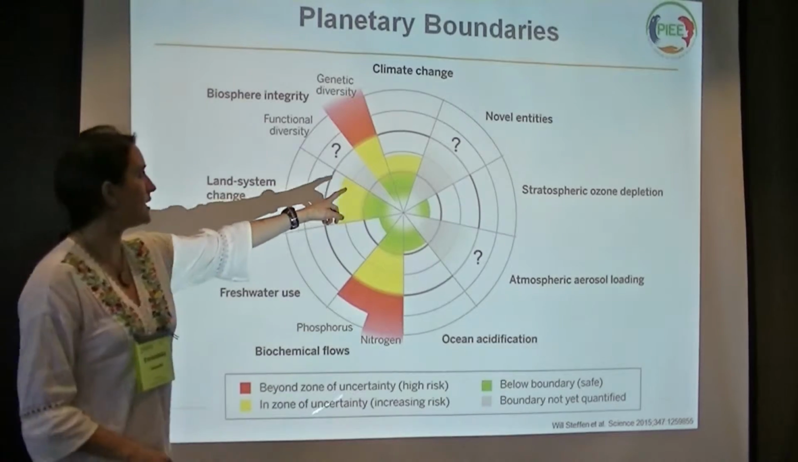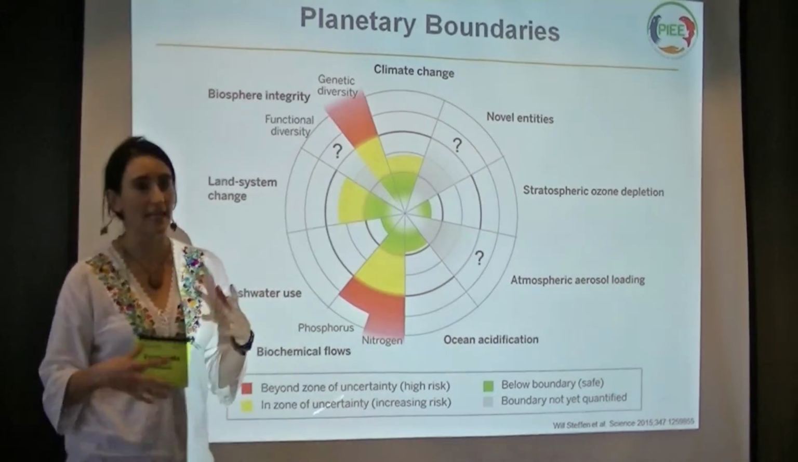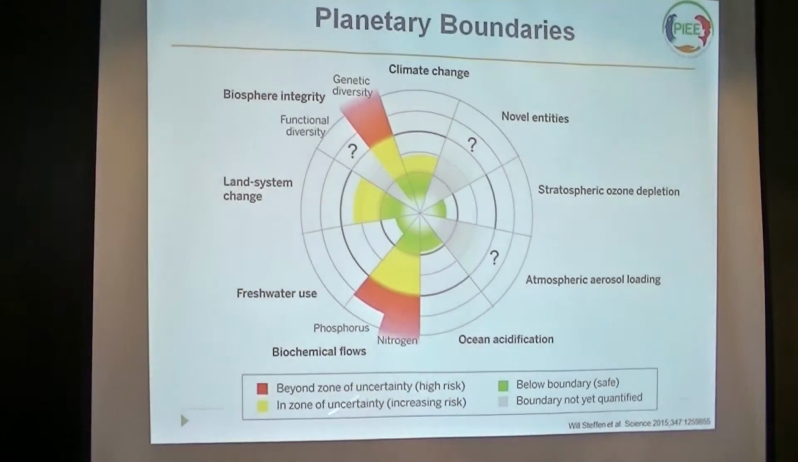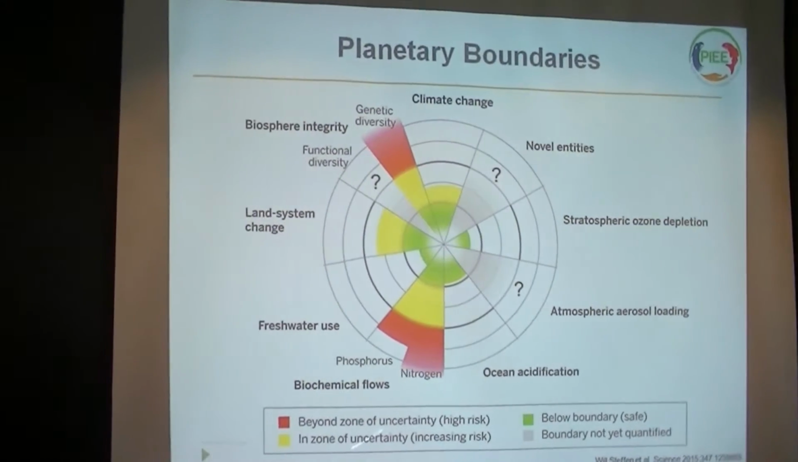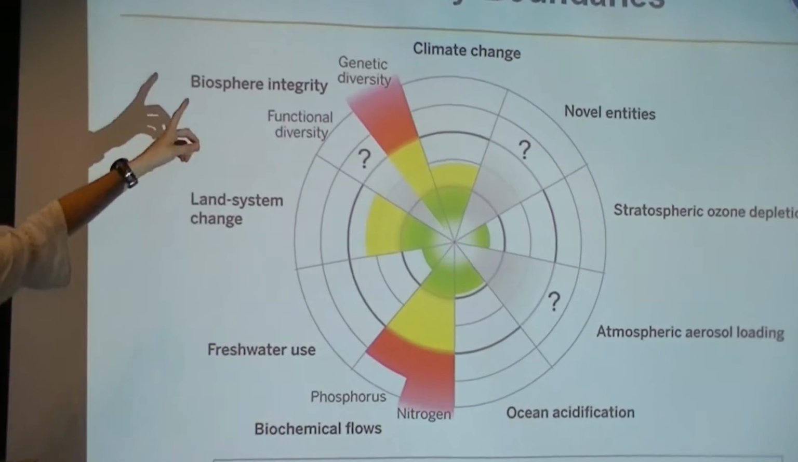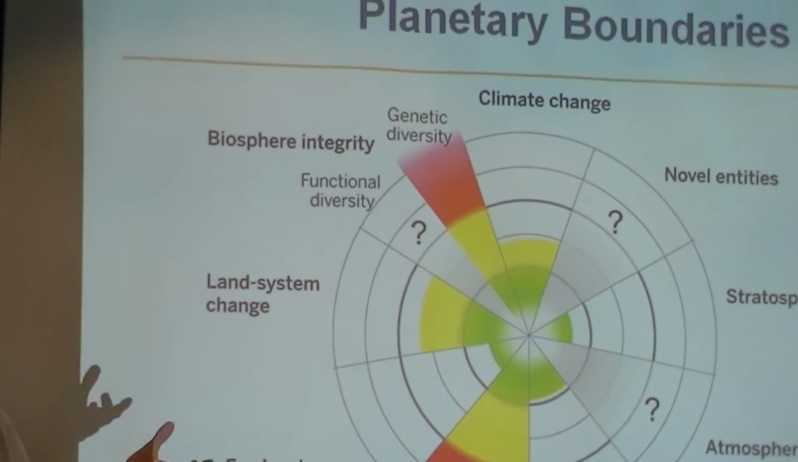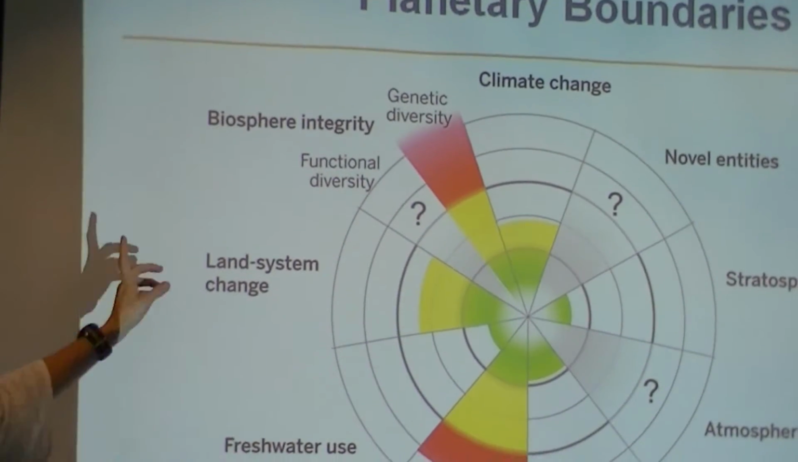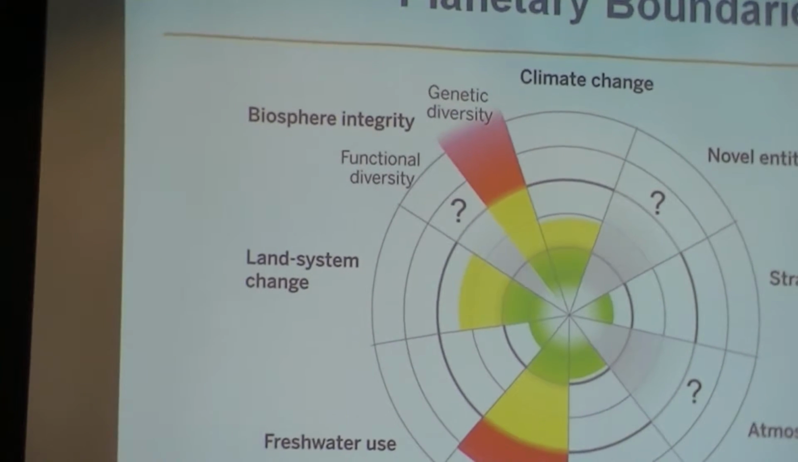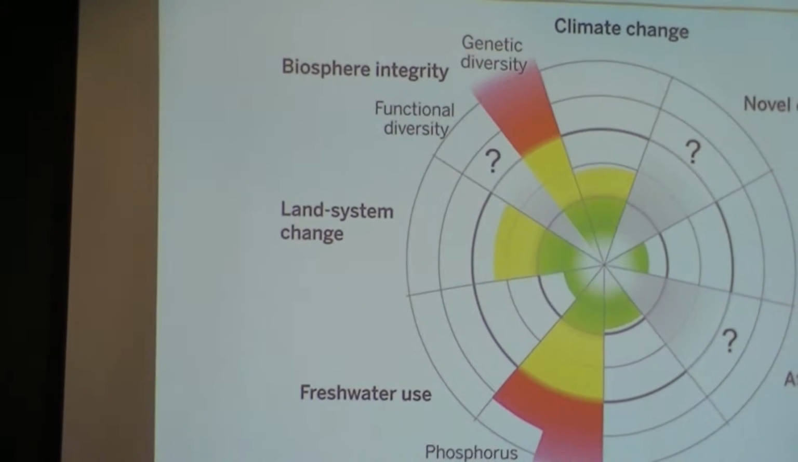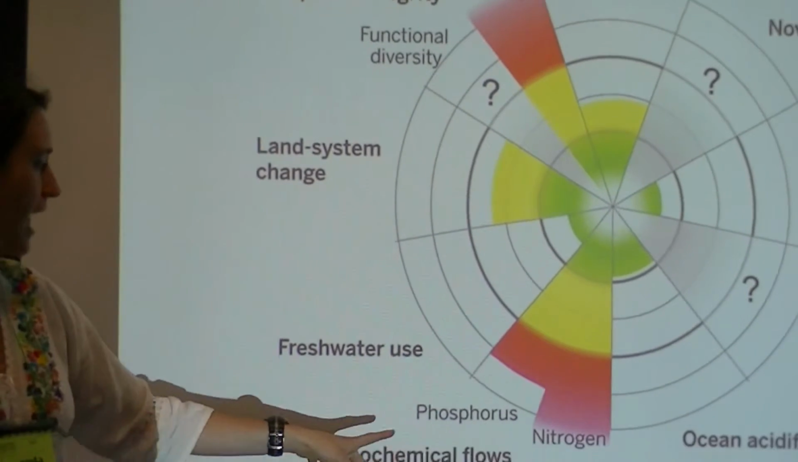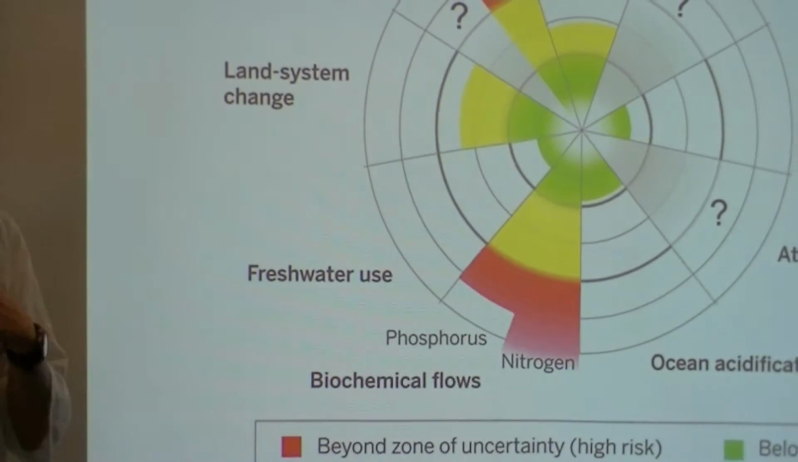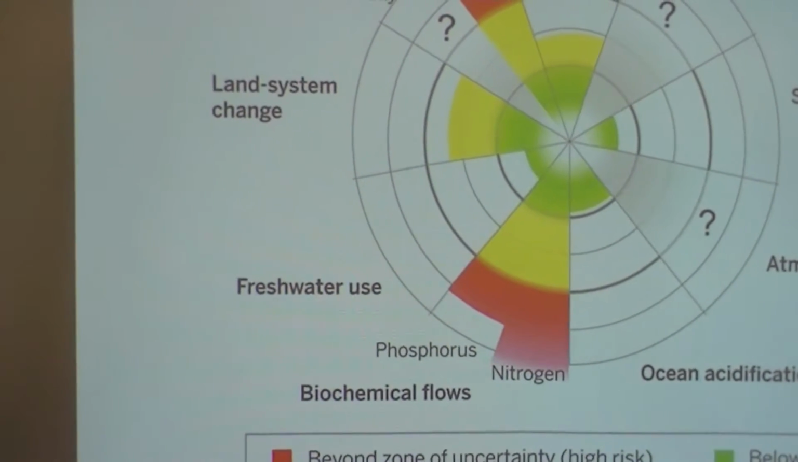One of the boundaries is climate change. Here you can see that we are in the yellow. It means we are at a risk of really changing the planet to a state that we haven't seen before. The other one is related to genetic diversity, which is biodiversity loss. The other one is a change in land system, which is related to deforestation and loss of forests, and also altering the biochemical flows, specifically related to phosphorus and nitrogen.